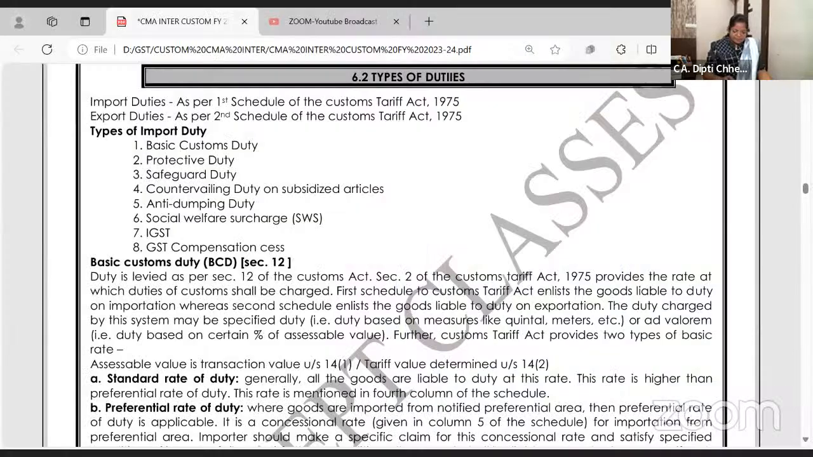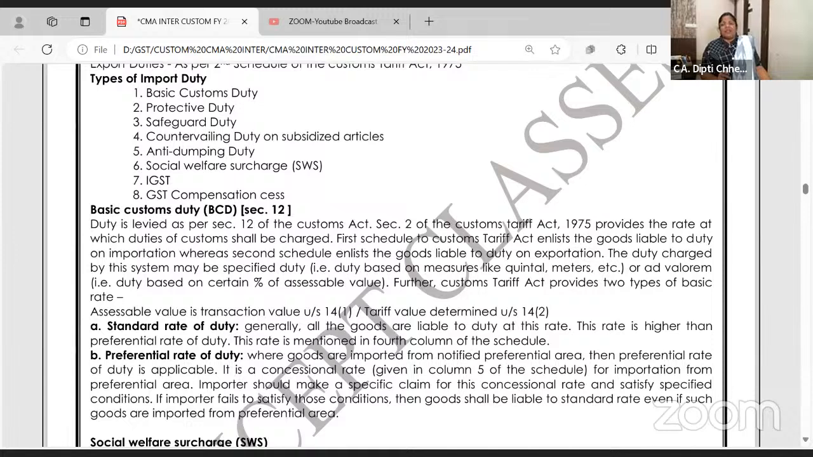Come on. Basic custom duty is charged on the CIF value. Either if it is ad valorem, meaning the transaction value, meaning the percentage, like your Section 15 of the, what do you call it, the one you had in GST.